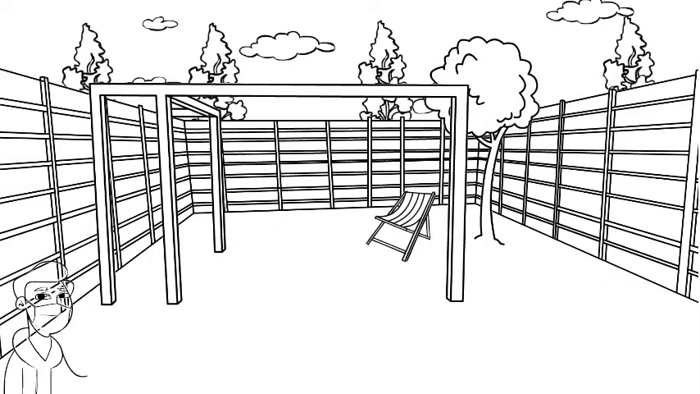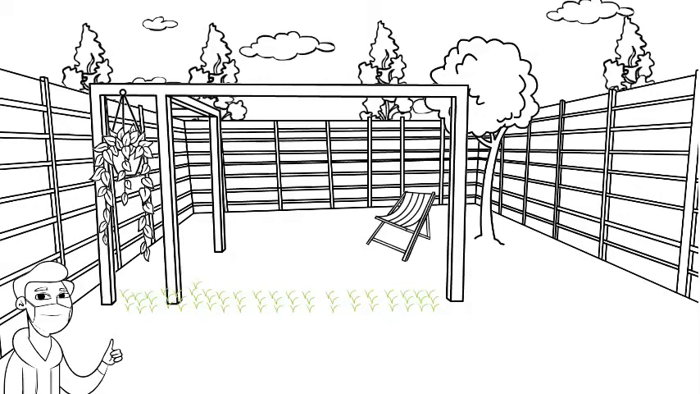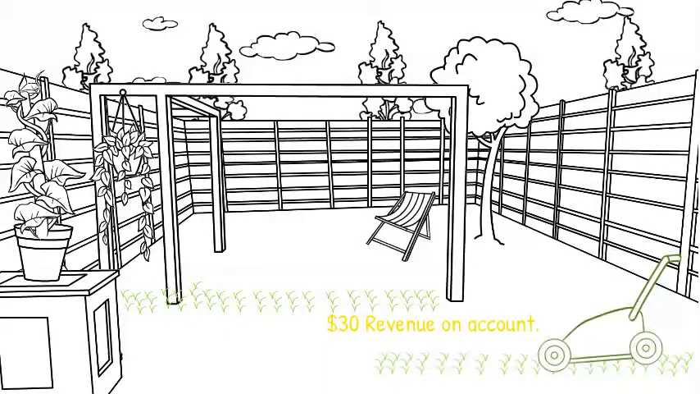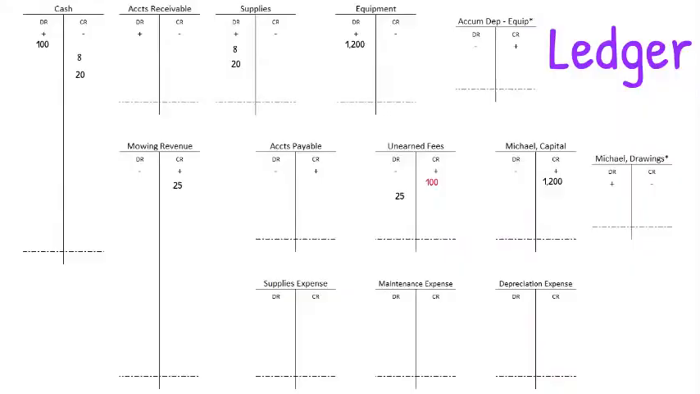A family friend calls and asks him to mow for $30. They're on vacation this week, so they can't pay him right away, but he mows anyway, and he texts them a photo of the finished yard as a reminder to pay him. He records the revenue because he's done the work, but instead of debiting cash, he debits accounts receivable.